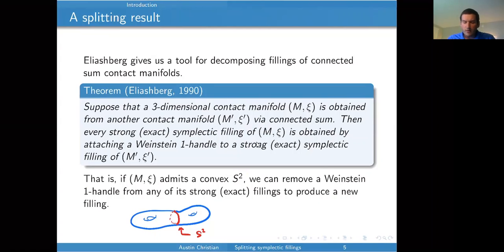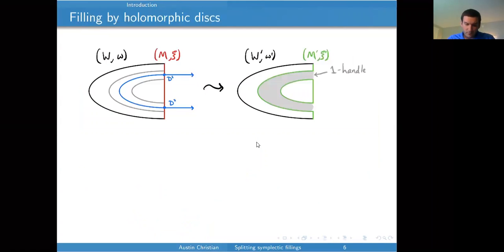Okay, so how does Eliashberg prove this? Well, very roughly, he introduced this technique called filling by holomorphic disks. So if we have our contact manifold of interest to us, here in red, and we have some filling, we can think about the completion of that filling so that everything over here on the right just looks like the symplectization of our contact manifold.